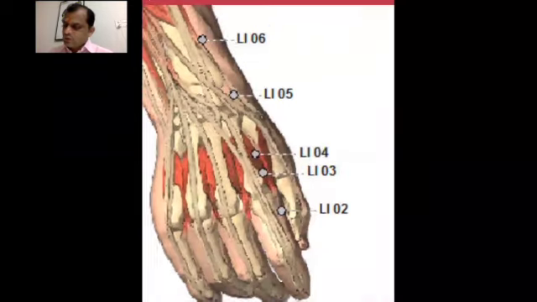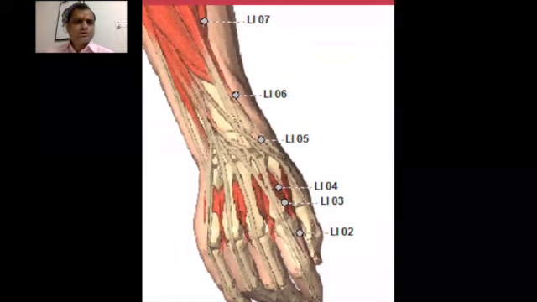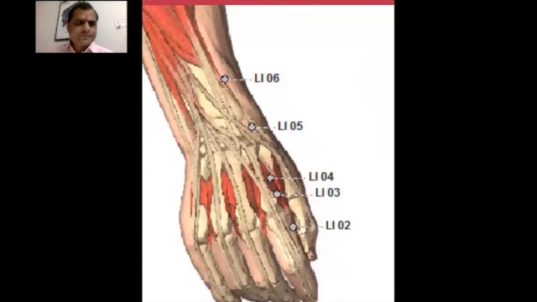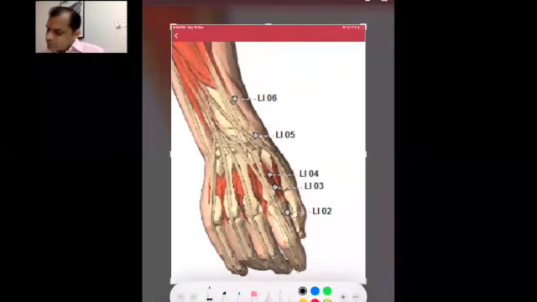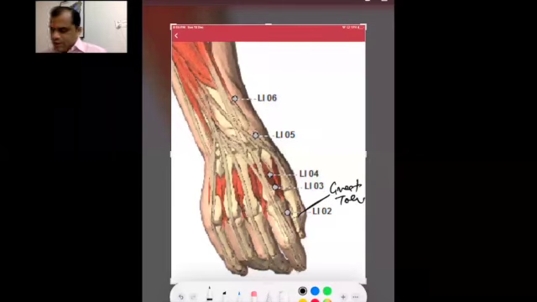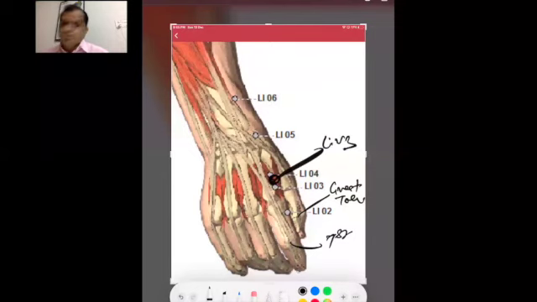Now, let's see the location of liver 3. The same location goes to liver 3, but it is in the legs. Suppose this is not the hand and this is our leg, then this is the great toe, and this one is the second toe. In between we have liver 3. So let's go to the legs and see the location of liver 3, which is exactly the same location as per the image.